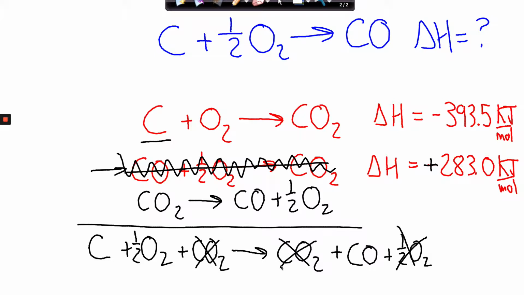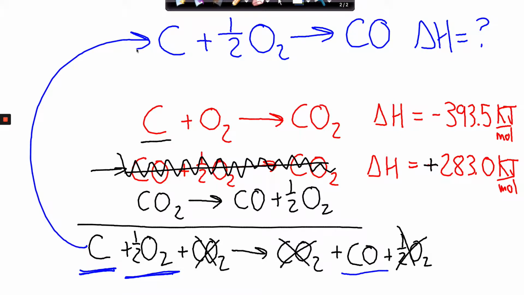And then, guys, look at the only product that we're left with. CO, which is the product of our equation. So, guys, look at what we've now got. The only thing that's left is carbon, half of an oxygen, and carbon monoxide, which is this. So guys, this then becomes the magic moment. Because what did we learn about through Hess's law?